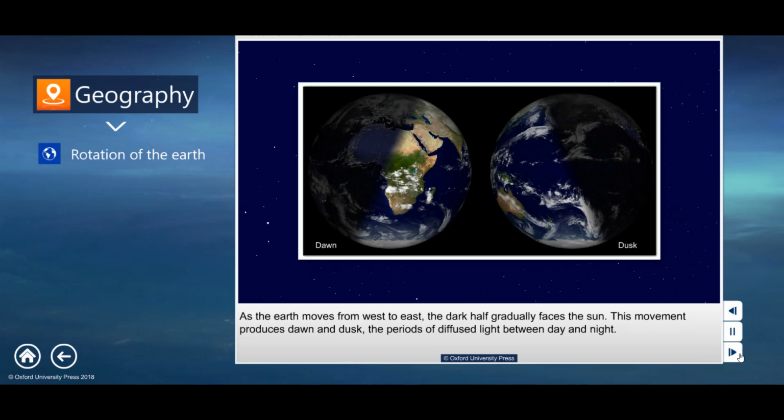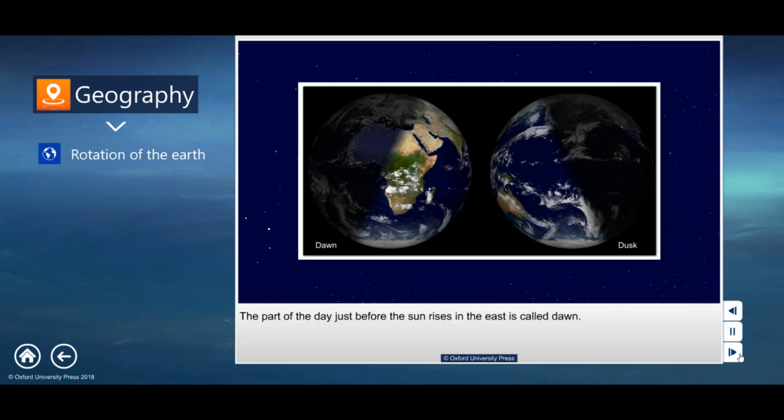As the Earth moves from the west to east, the dark half gradually faces the Sun. This movement produces dawn and dusk, the periods of diffused light between day and night. The part of the day just before the Sun rises in the east is called dawn. The part of the day when the Sun sets in the west and there is still sunlight is called dusk. Can you give another word for dusk? Another word for dusk is twilight.